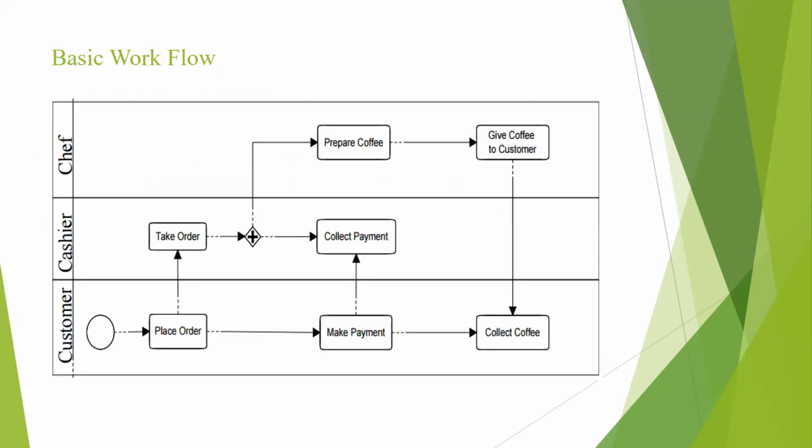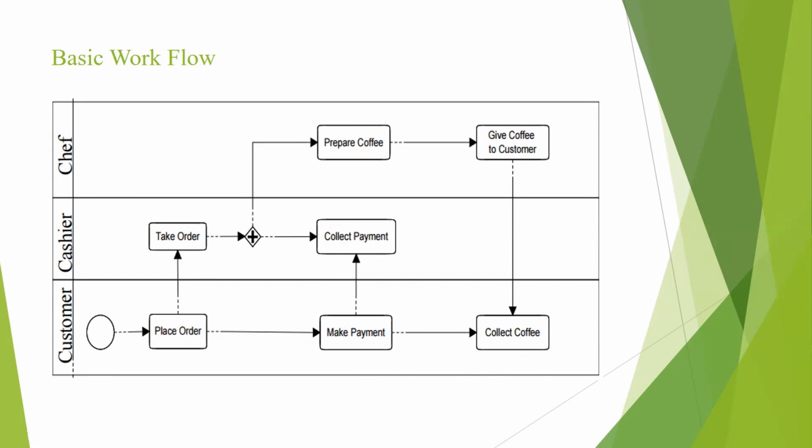This is a basic workflow: customer, cashier, and chef. Once the customer comes to the coffee shop, he places the order. While giving the order, collection of payment happens and the coffee is being prepared, parallel activities. Then once the coffee is prepared, give coffee to the customer, collect coffee, and then have a coffee and close it. This is the workflow end. This is how the basic workflow will start.